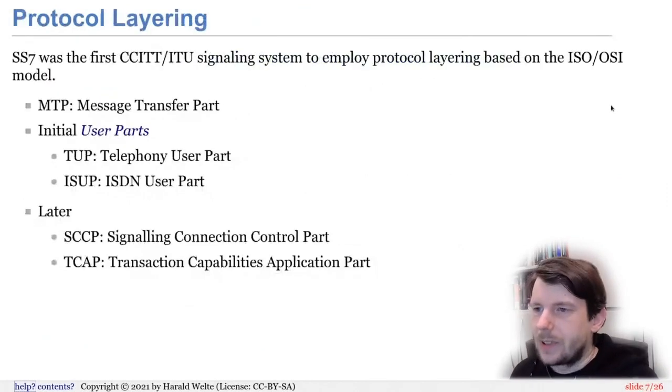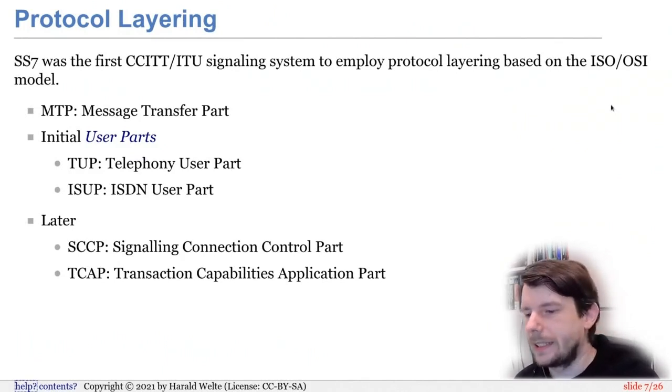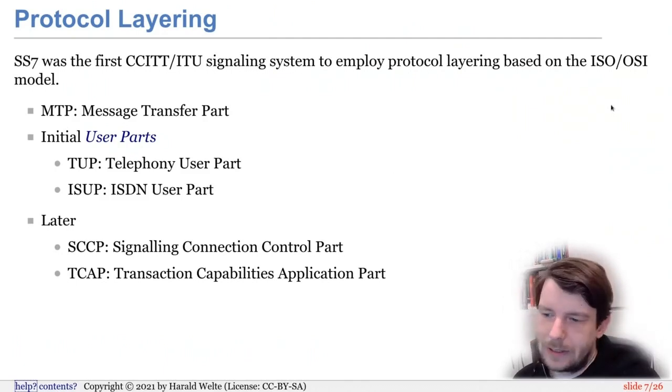In terms of the protocol layering, as I mentioned briefly already, SS7 was the first signaling system to employ protocol layering based on the OSI ISO model. And we have mainly the MTP, the message transfer part, as the lower part, which is further subdivided. We will look into that. And then some initial user parts on top of that. The user parts are identified by the UP at the end.